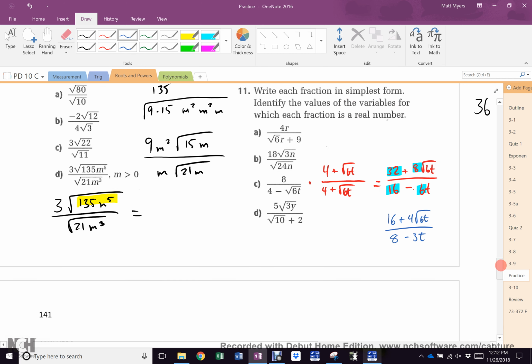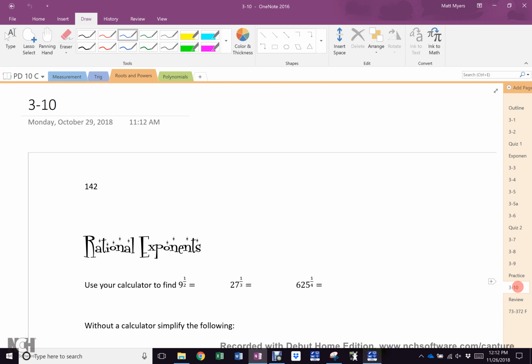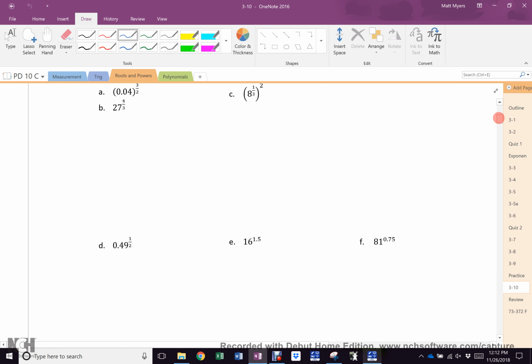Let us move along then to the very last section of this unit. Rational exponents.